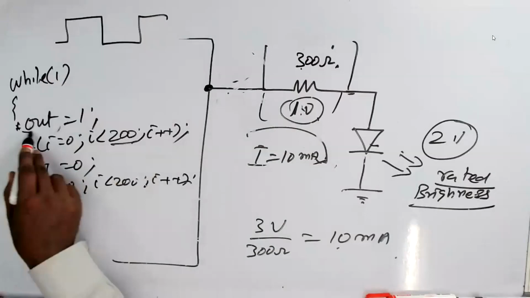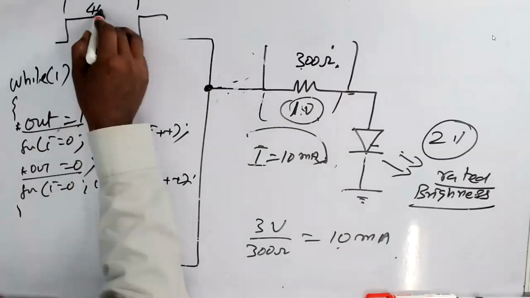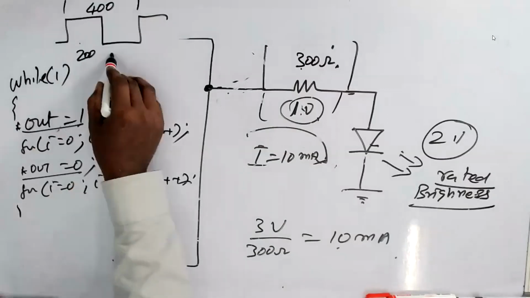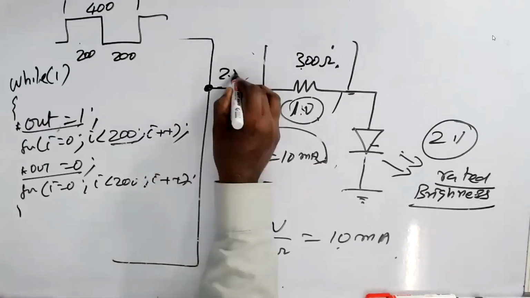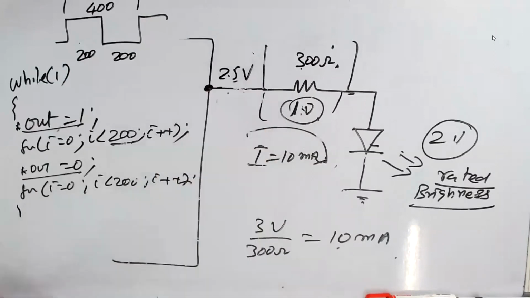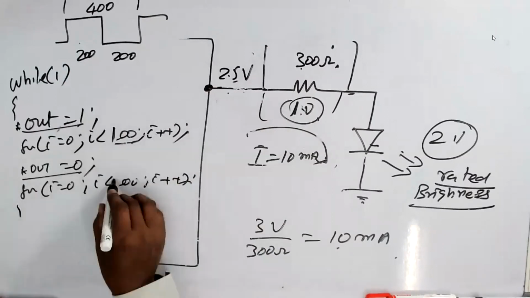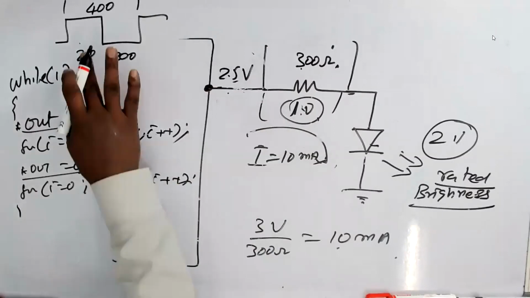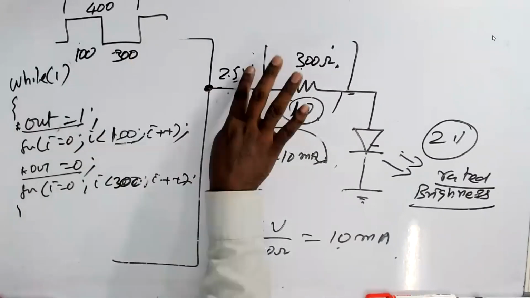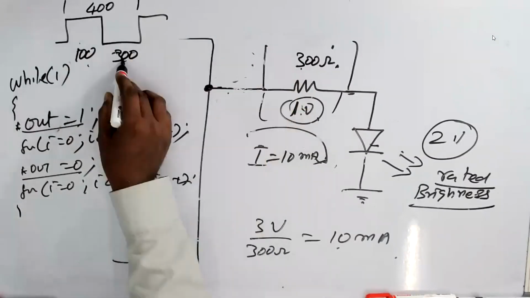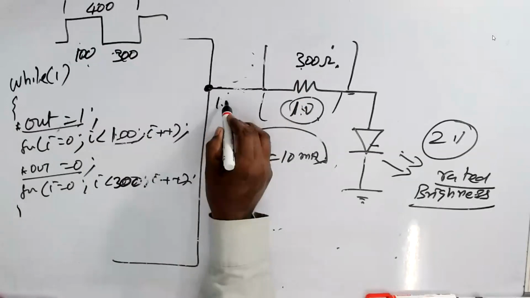This time is going to be 200 plus 200, 400. But this is 200, this is 200. So the voltage you get here is 2.5 volt. Understand now how I am controlling the voltage. Now if I change this to 100 and 300, so this is 100, this is 300. Now what you get here is 100 by 400 into 5 volt. So I get about 1.25 volts. So the LED will not glow. It requires a minimum of 2 volts.